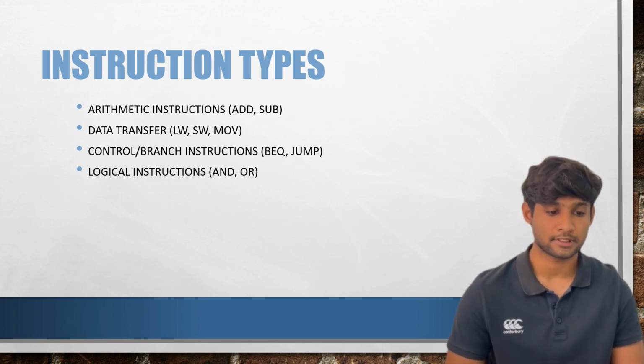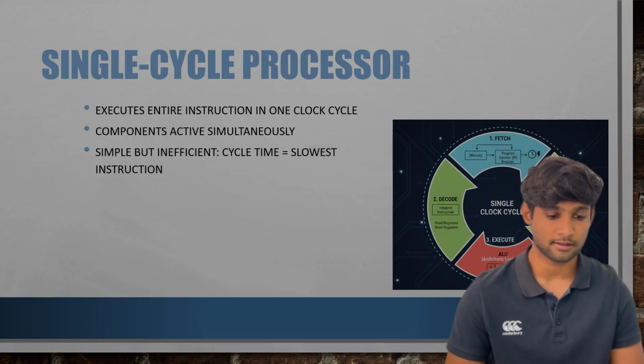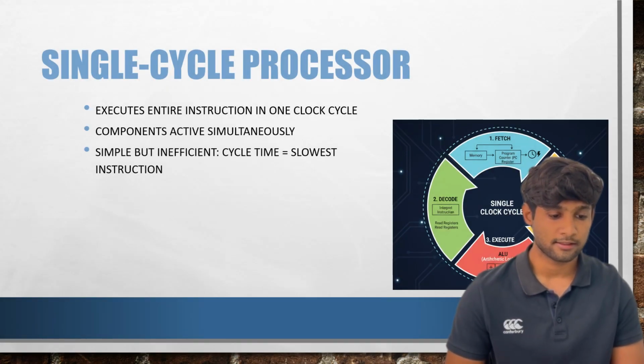Okay, now after instruction types, I am going to talk about single cycle processor. A single cycle processor completes every instruction in exactly one clock cycle. All components such as ALU, memory and control unit must operate within that single cycle. This makes the design simple but also inefficient because the clock cycle must be long enough to accommodate the slowest instruction. As a result, faster instructions waste time waiting for the cycle to finish.